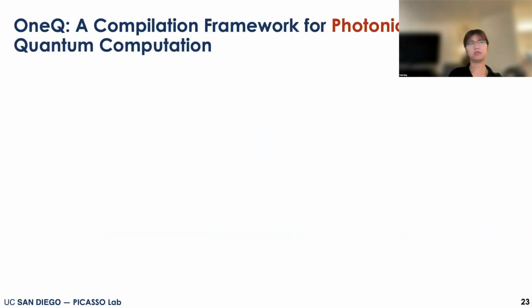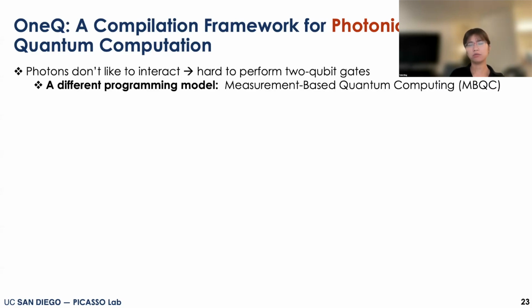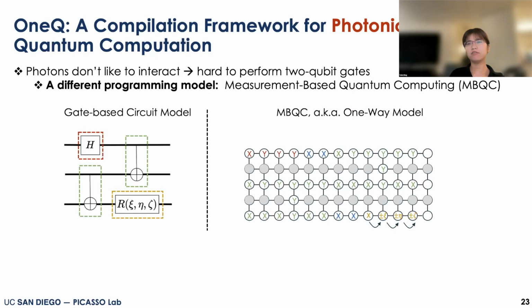Here is another thing we have been doing that I think is pretty interesting. Superconducting and ion trap qubits are solid state qubits, so their software infrastructure is kind of similar, but photonic quantum computing is different. The reason is that photons do not like to interact, and thus it's very hard to perform two-qubit gates, so a different kind of programming model is needed instead of the gate-based circuit model.